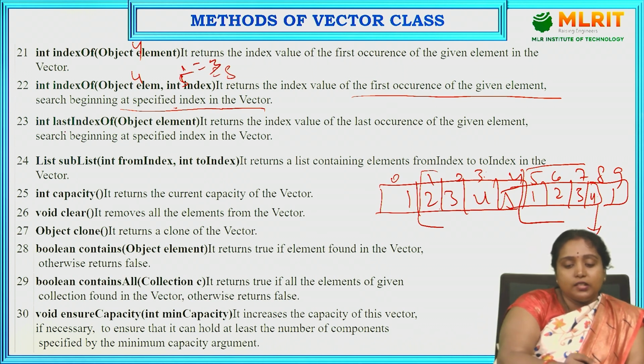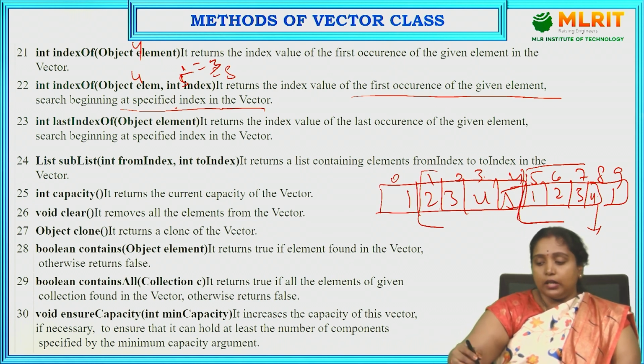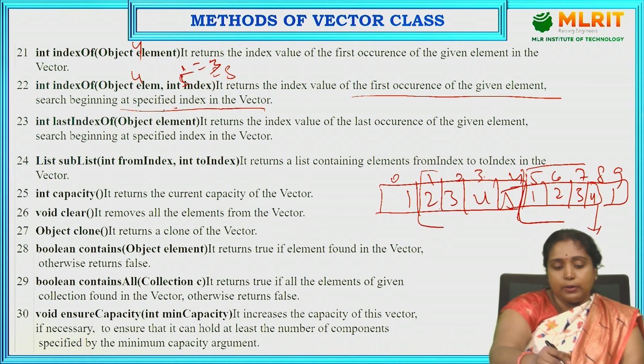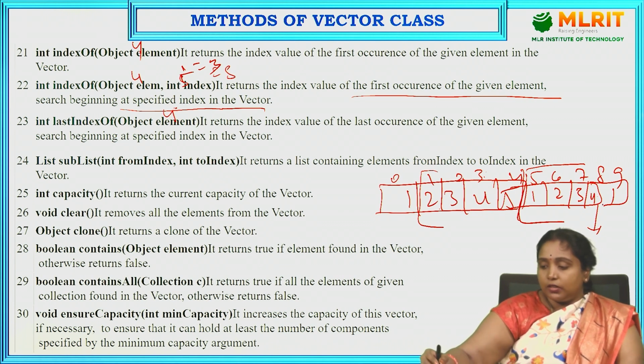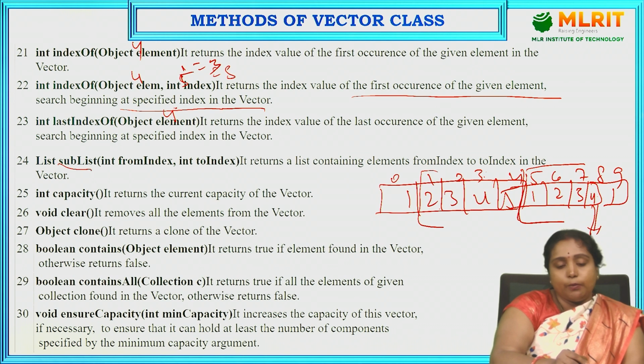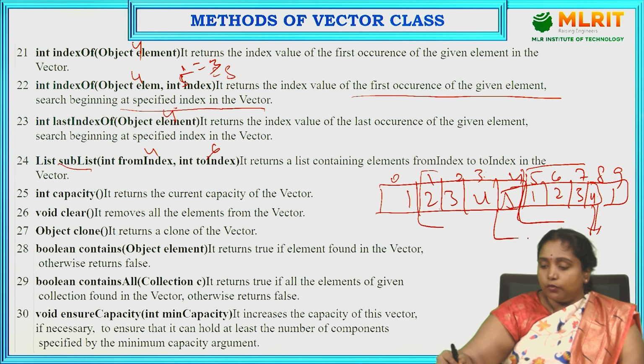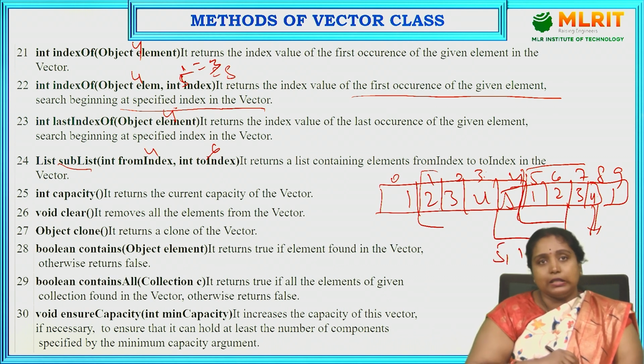Okay. lastIndexOf is the same thing, it will start searching and give you the last index value. If I am giving element 4, what is the last index value of 4? It is 8. So it will return you 8. subList: I just want to get the elements from index 4 to 6. So from index 4 to 6, what are the elements? 5, 1, 2. It will return you that particular list.